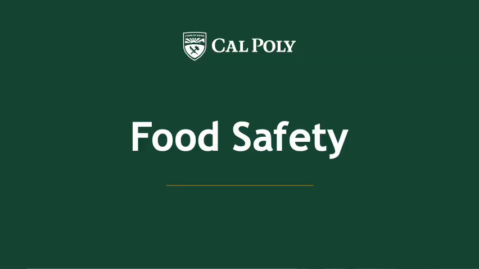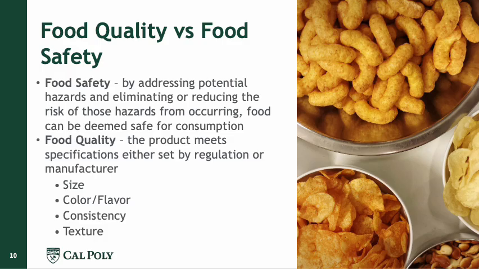So let's talk about food safety. Sometimes we may mistake food safety with food quality, but they are different. Food safety is in charge of addressing hazards and eliminating or reducing them. We talked about biological, chemical, and physical hazards, and reducing the risks of these hazards from occurring.